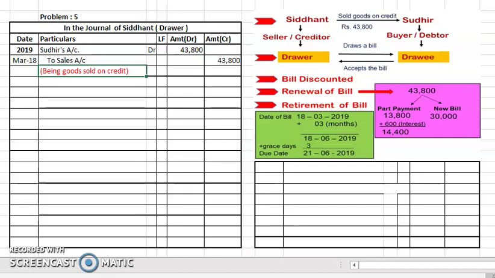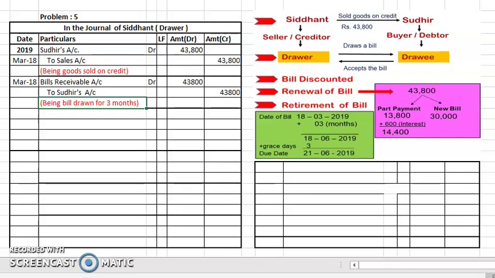Then on the same day, the bill was drawn and accepted by drawee Sudhir. So the entry for bill drawn is bills receivable account debit to Sudhir's account 43,800 being bill drawn for a period of 3 months.